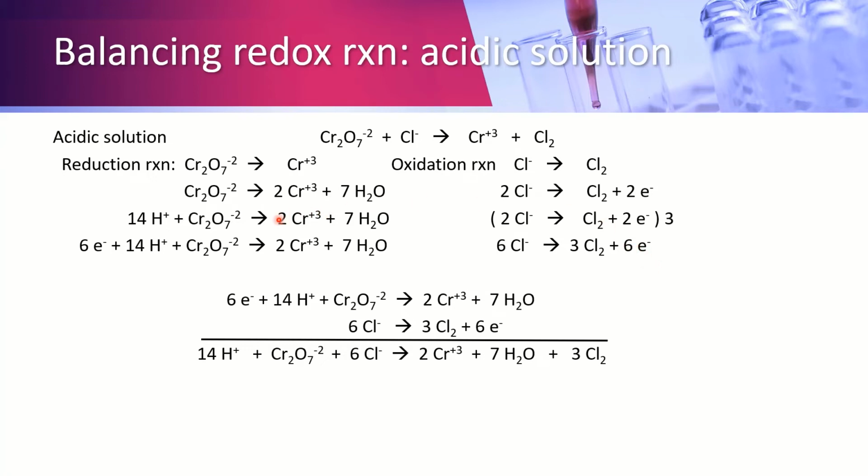Now you add the half reactions for reduction and oxidation. So you just copy it here and here. You cancel 6 electrons. So the balanced equation is 14H positive plus Cr2O7 -2 plus 6 chloride to produce 2Cr positive 3 plus 7 molecules of water plus 3 molecules of chlorine gas.